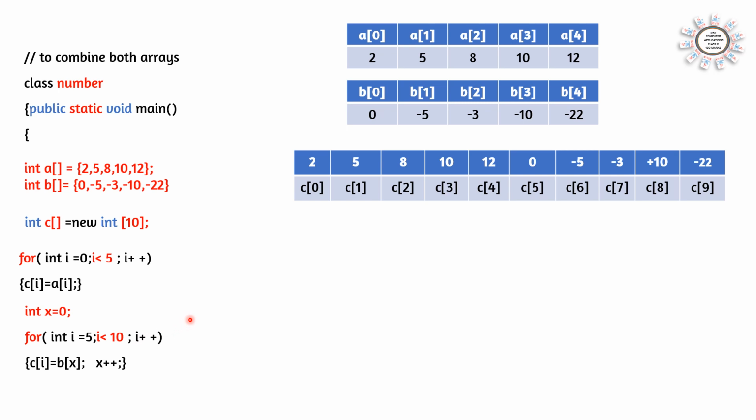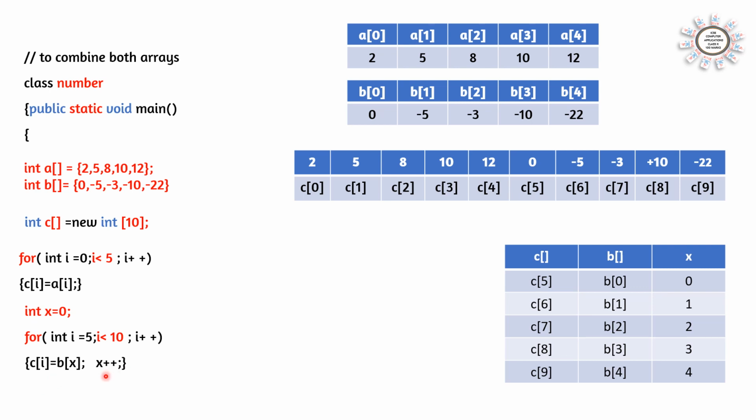And now for the position of array B, that means the positions of array B are 0, 1, 2, 3. For the position of array B, we are taking a second variable, that is x. x is equal to 0. Now we can see how the elements are printed. C of i is equal to B of x. Here we can see C of i, i is starting from 5. So C of i means C5, C6, C7, C8, C9. Like this it will go.